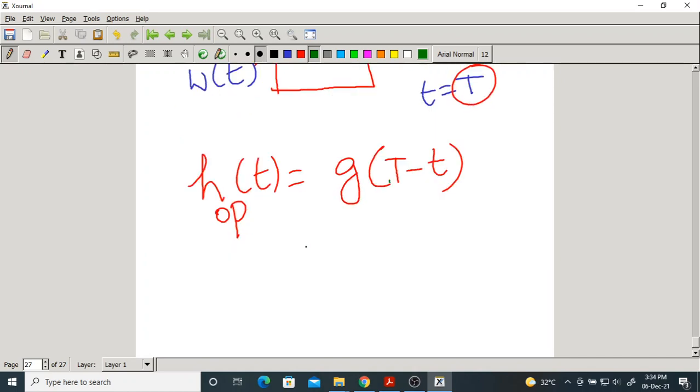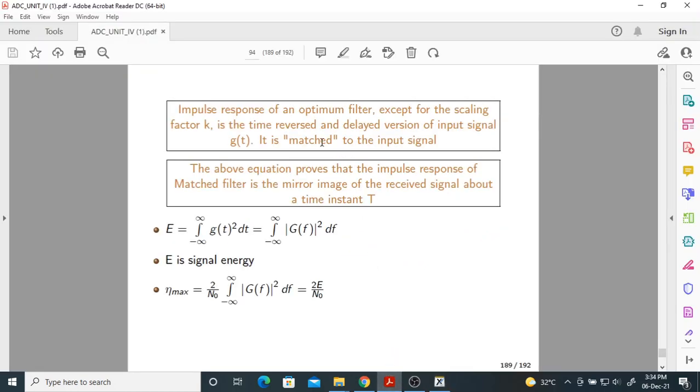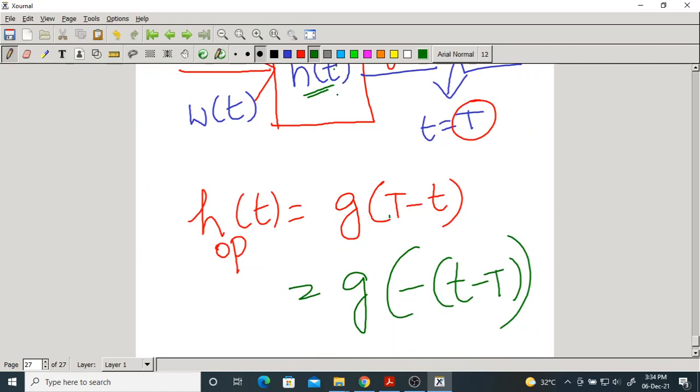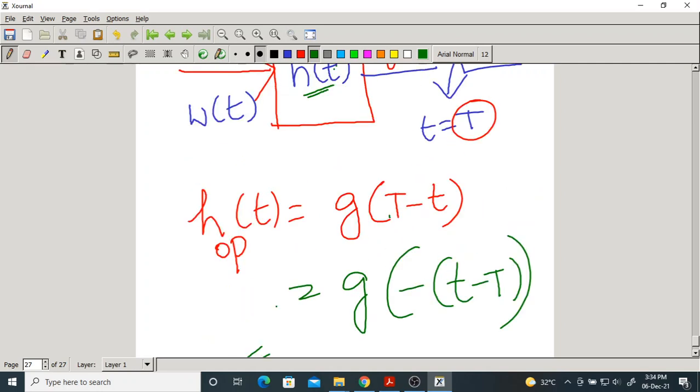Why? Because this is actually g of minus t minus capital T, which means it is reversed and shifted. That's why it's called matched to the input signal. Here the impulse response of the LTI system is matched to the input signal. That's why it's called a matched filter. Here you can write K, and also conjugation if it is not real.